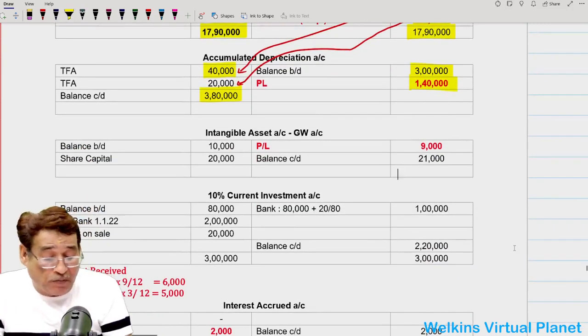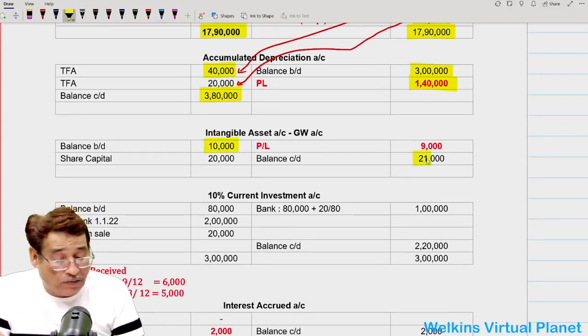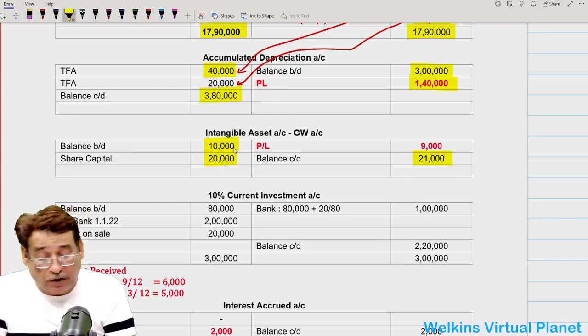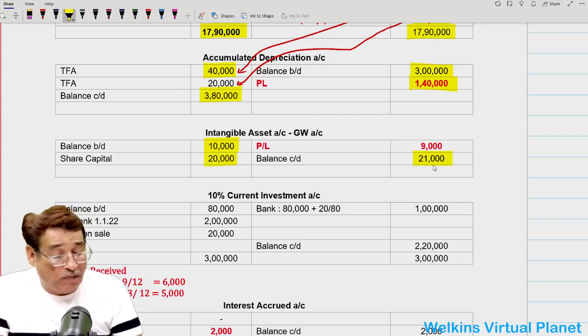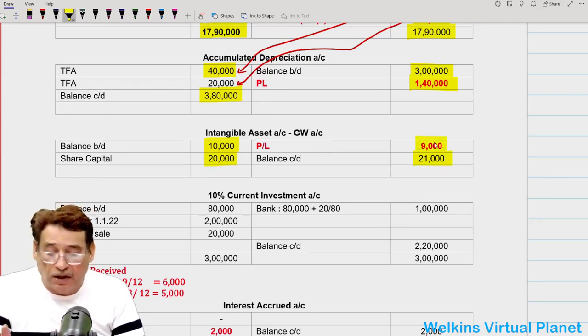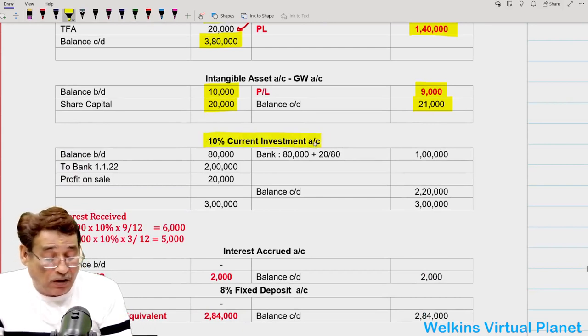And then intangible asset. Opening balance is 10,000. It is given in the question. Closing balance is 21. And we have acquired a goodwill from vendors, 20,000, total 30. Closing balance 21, so 9,000 must have been written off to profit or loss account. Is it clear?